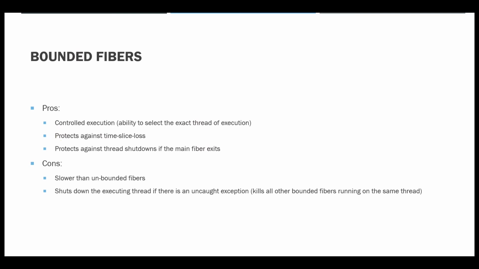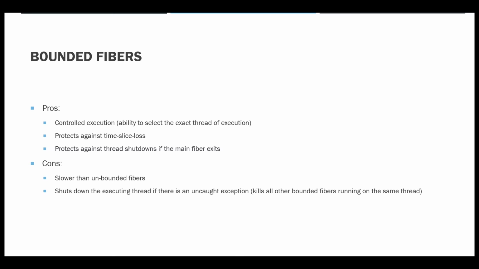Just like in Kotlin, how it has coroutines and you can suspend them, unsuspend them, and pick which thread it runs on, this is exactly the same. It's just my own version. So you basically can select which thread you want the fibers to run on directly. And bounded fibers also protect against time slice loss. Now we'll talk about that in a second. They also protect against thread shutdowns if the main fiber exits.